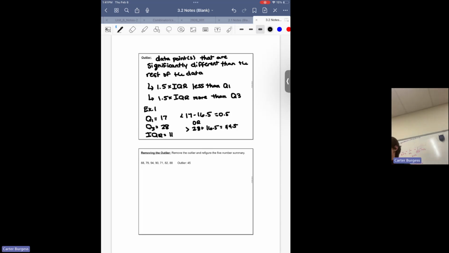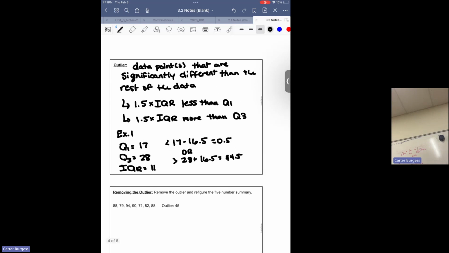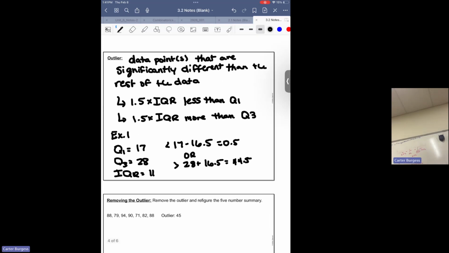Did we see data points that were either less than 0.5 or more than 44.5 for our first example? Did we see anything that we would classify as an outlier? No. What was our minimum value? 14, so nothing less than 0.5. What was our maximum value? 35, so nothing more. So our first example had no outliers. Everything was fairly normal. Nothing crazy.